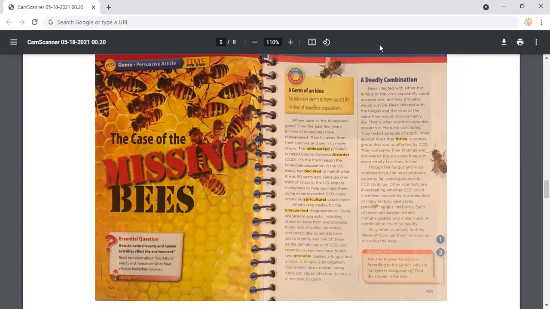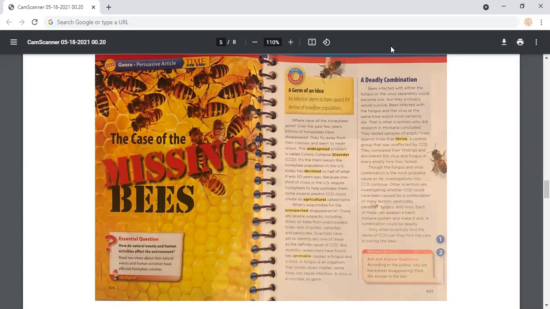All right, so our first article is called A Germ of an Idea. So this author believes that an infection seems to have caused the decline of honeybee populations. Now, declined is one of our vocabulary words. What do we say declined means? If or when something declines, this means that it grows weaker, or in this case, it grows smaller in number. All right, so today we're reading about how the honeybee population has declined, has decreased, and why.